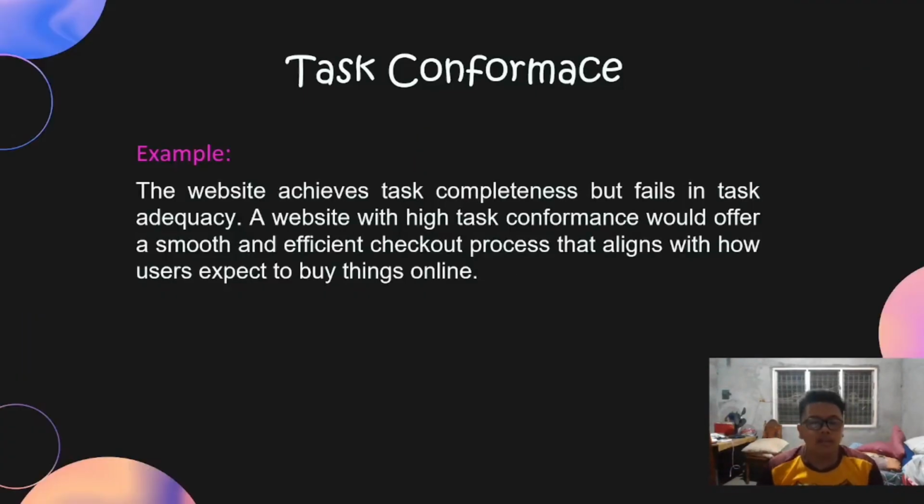So, an example of the task conformance, the website achieves task completeness but fails in task adequacy. A website with high task conformance would offer a smooth and efficient checkout process that aligns with how users expect to buy things online. So, bale, dapat user-friendly yung website or application or anything na ginawa mo. So, easy to understand, easy to use. So, dapat walang lag.